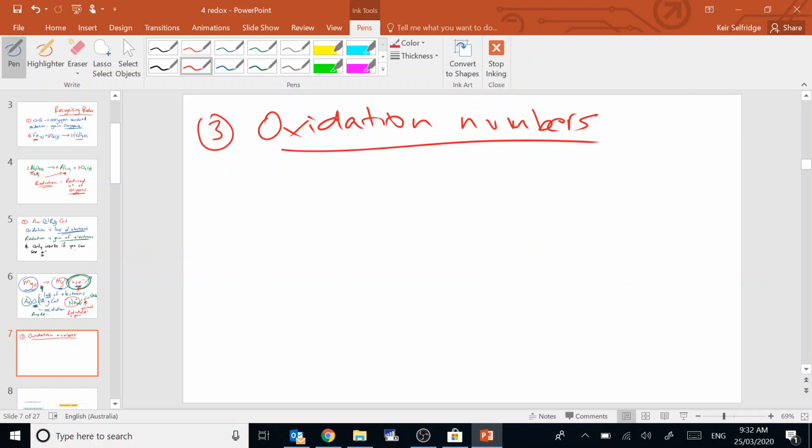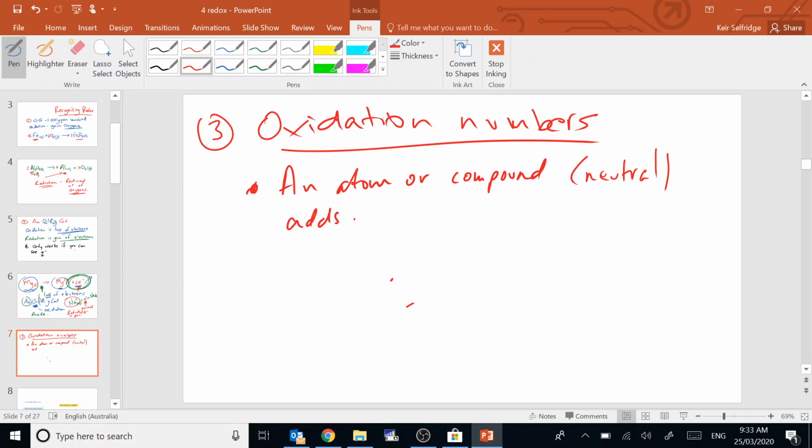So the first rule I want you to kind of think about, number 1, is that a neutral atom or compound adds up to 0. I should have said a neutral. Let's add it in now and pretend I never made a mistake. Once again, doesn't make sense until you do a couple. So let's do a couple.